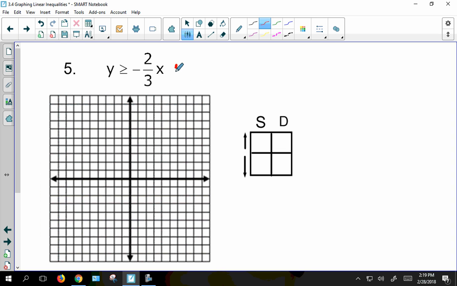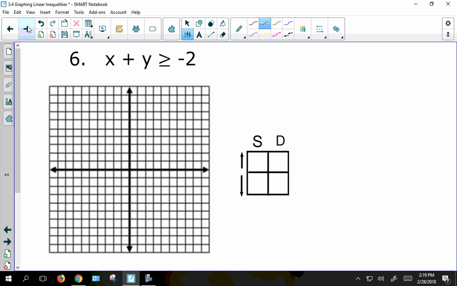Okay, again, number 5, plus 0. Okay, number 6. There's a 1 here. I have to have my y by itself, don't I? So I have to move this to the other side. So this is going to be y is greater than or equal to negative 1x minus 2. So now I can graph this.